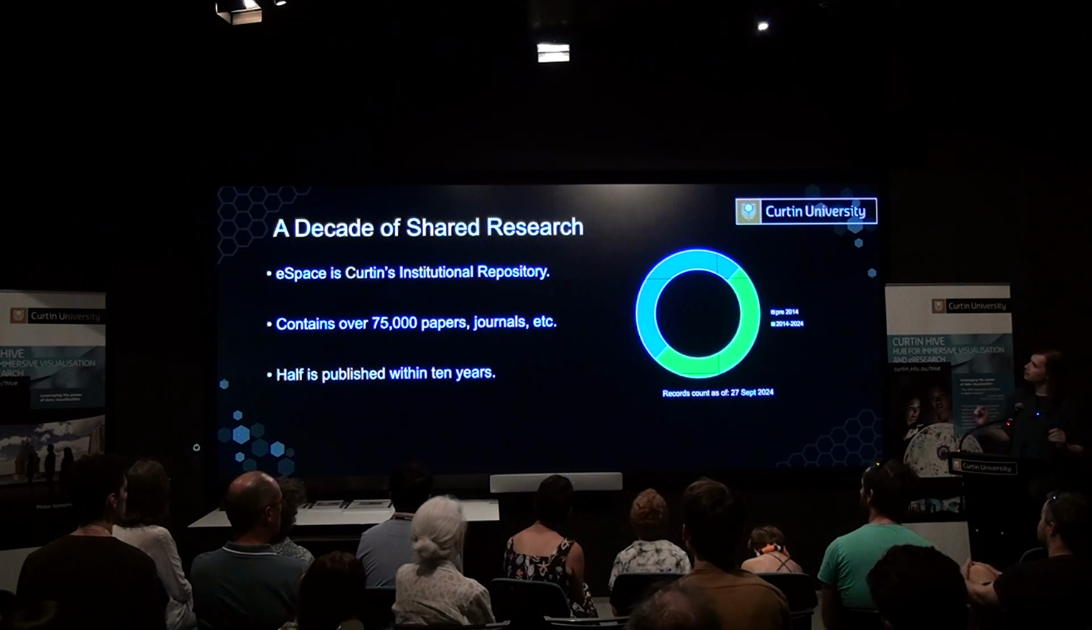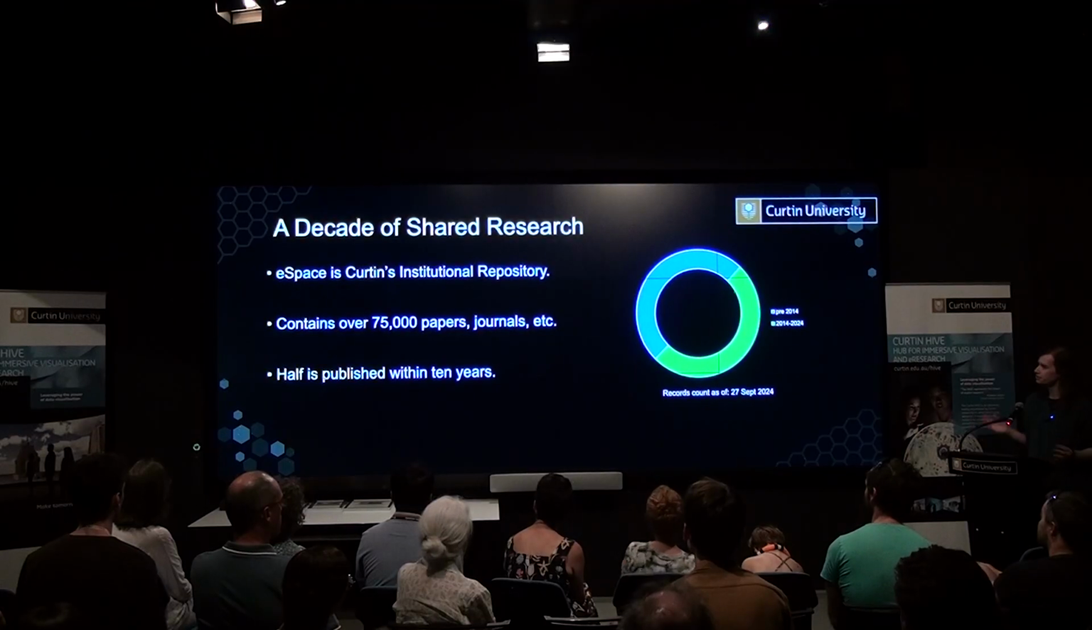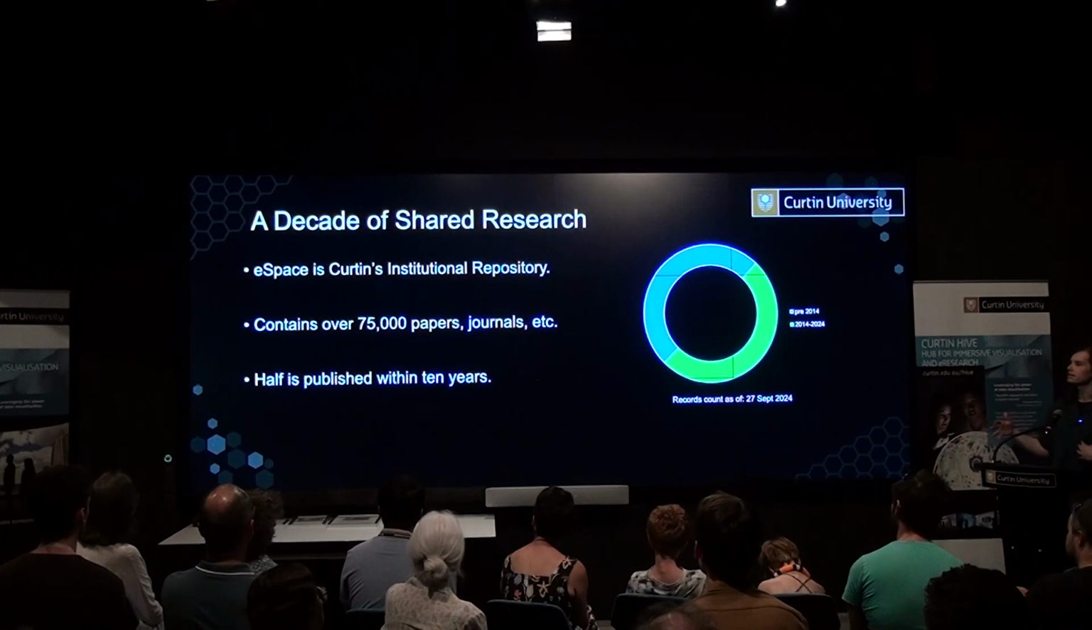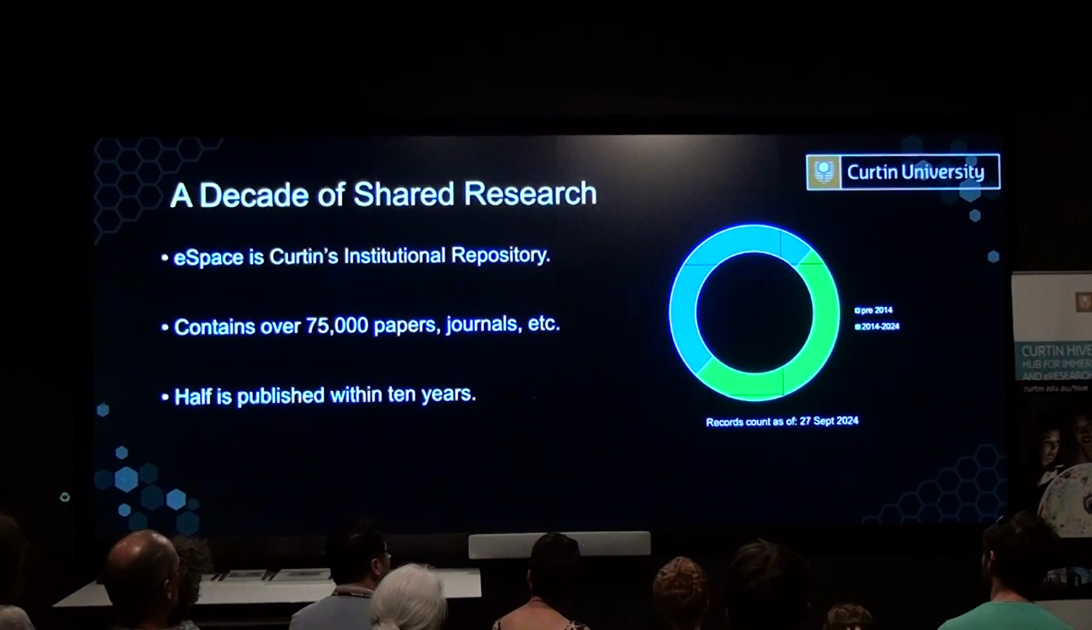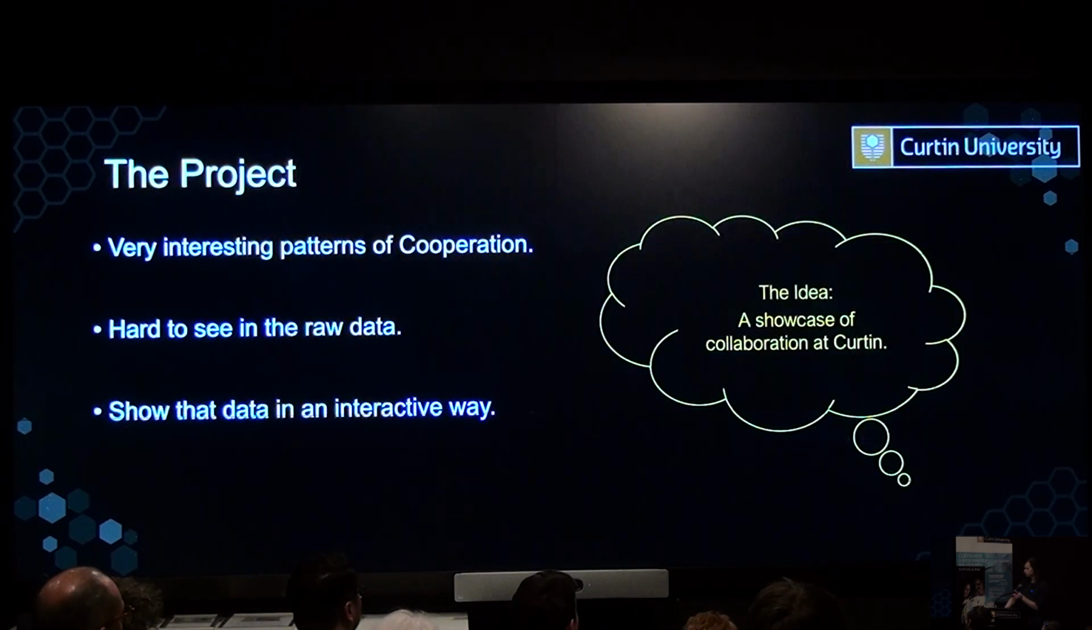To give you a bit of background, the Curtin eSpace is an institutional repository, which means it's a large store of data that contains things like journal articles, published papers, and other exported materials that can be documented. Over 75,000 items, I think it goes back to 1971. Yeah, it goes back that far. But half of those have been released in the last 10 years, which is a wonderful thing.